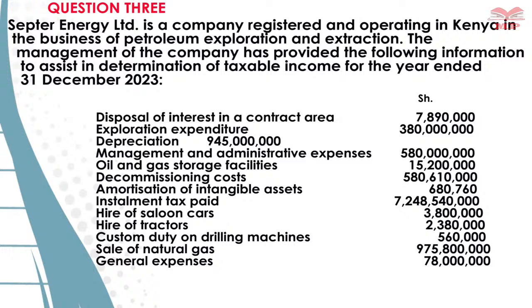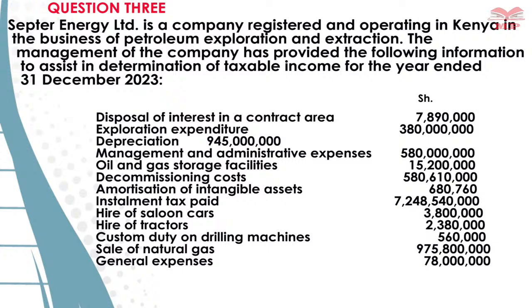Then we have what we call natural gas, sale of natural gas. So when you talk about the sale of natural gas, that is a taxable income. A taxable income implying that this is basically income that is subjected to taxation. Then lastly, on the items that we're given, we have what we call general expense. General expense in this case is what we call allowable expense. So for the general expense, a figure of 78 million, we can deduct it to get a taxable income.